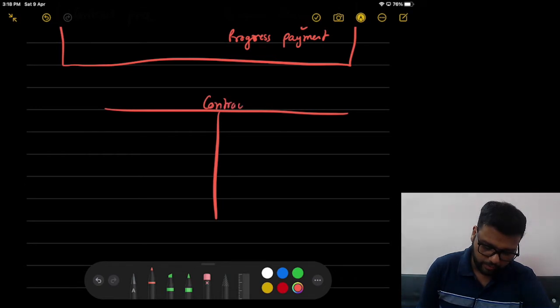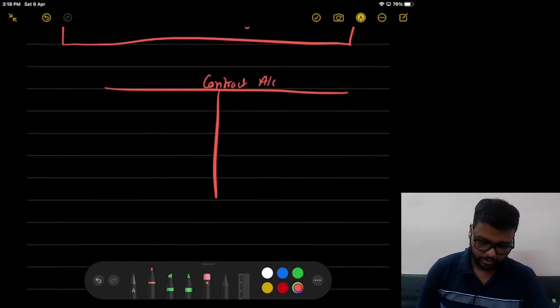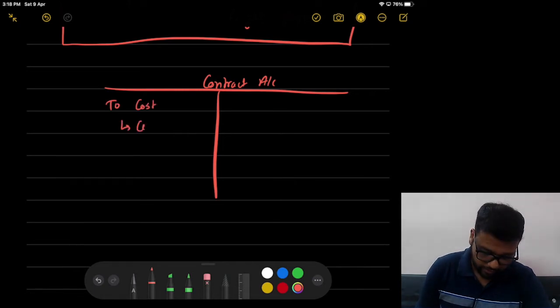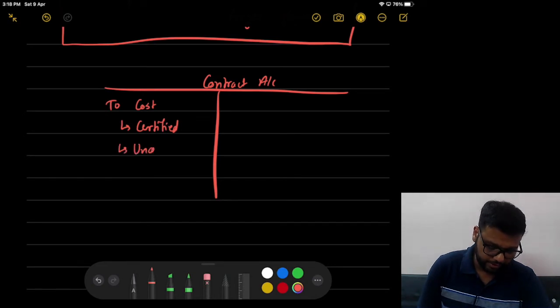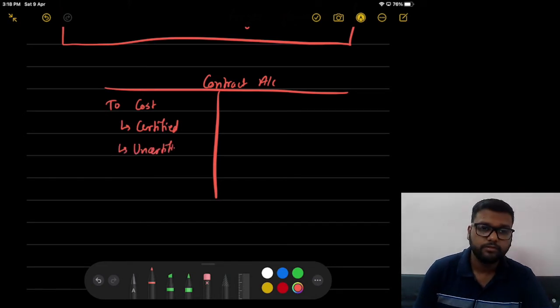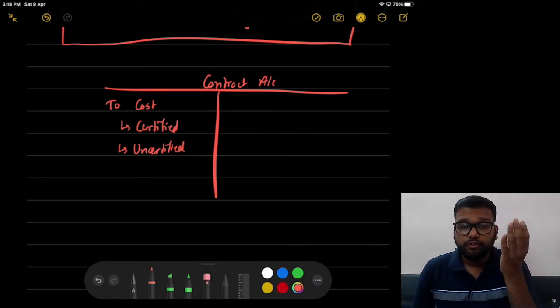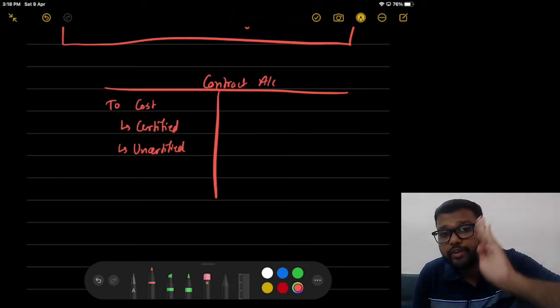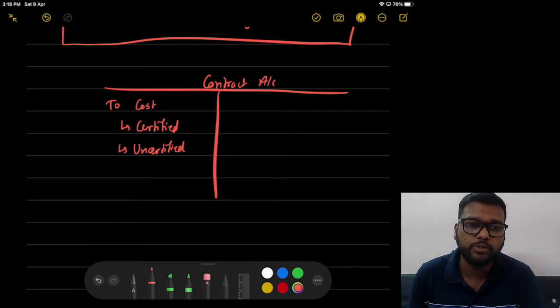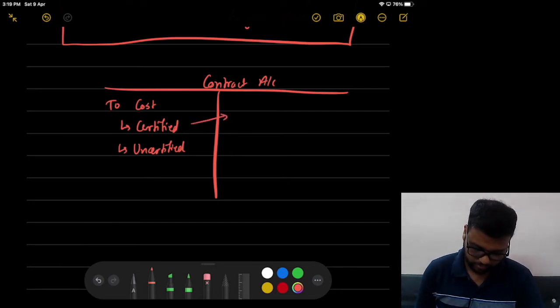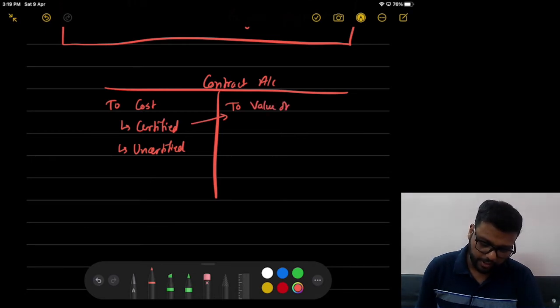Contract account is always going to be like this for the first year. We'll take all the cost here. That cost will include certified work cost also and uncertified work cost also, correct? Yes, sir. For certified work, what will we record on credit side? Cost or value? Value. To value of work certified, so that we will get profit.